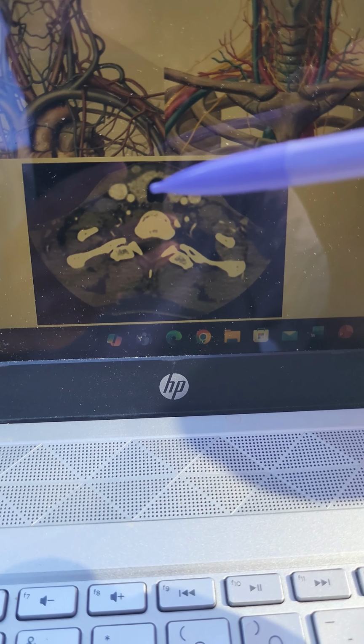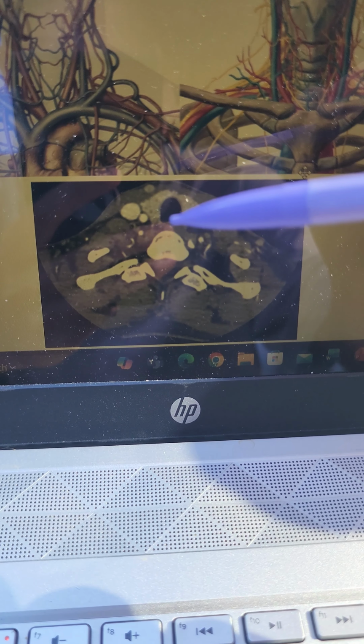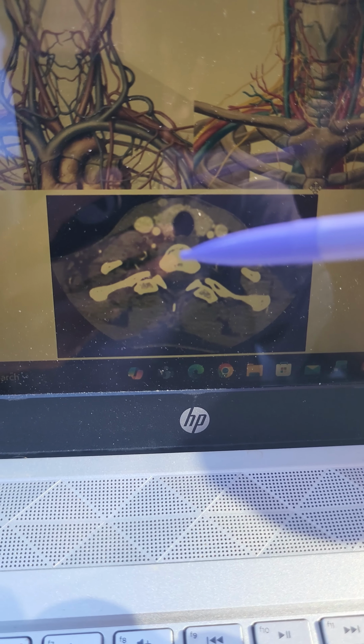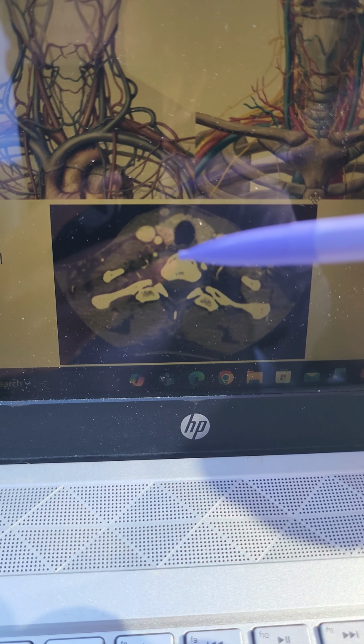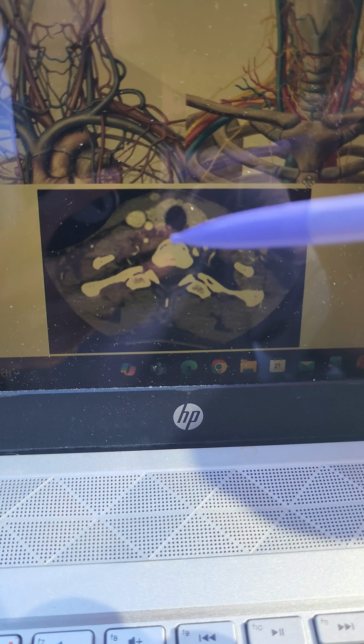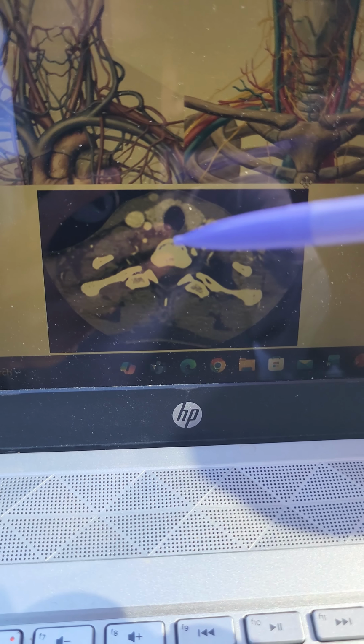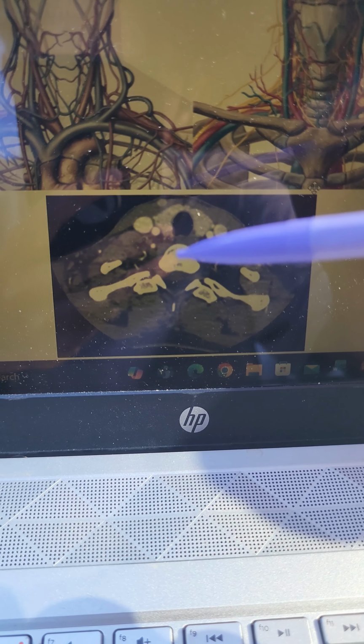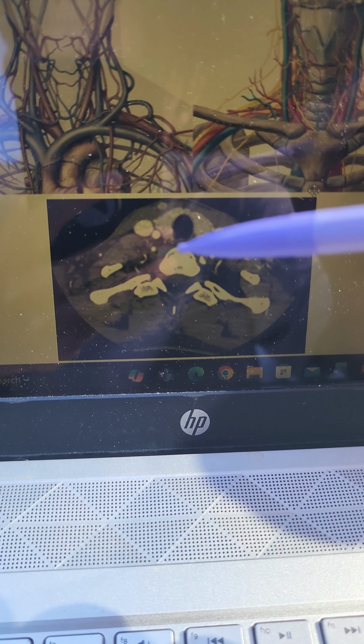And then sometimes between the trachea and the vertebral body you can see the esophagus, which will sit posterior to the trachea and anterior to the vertebral body. Sometimes you'll be able to see it with some air.